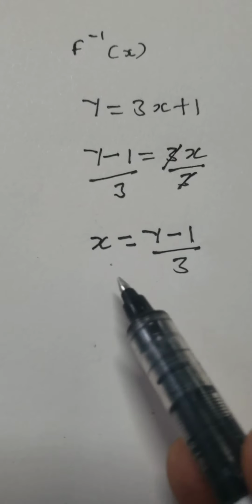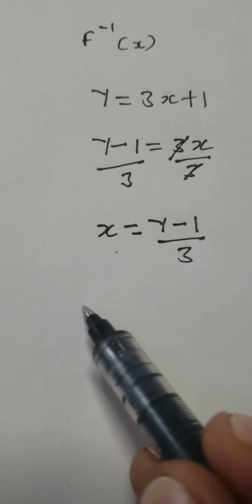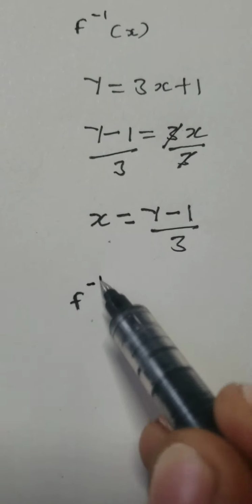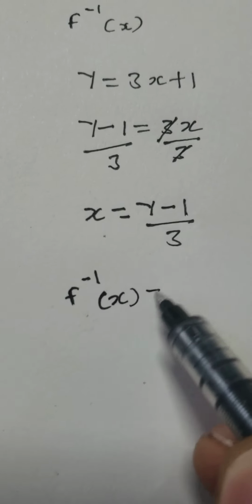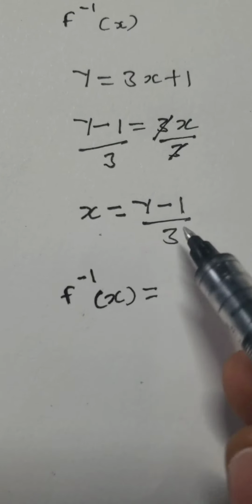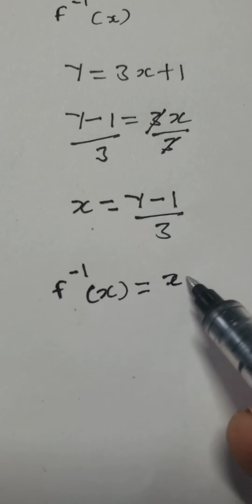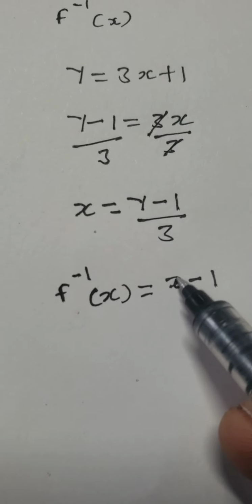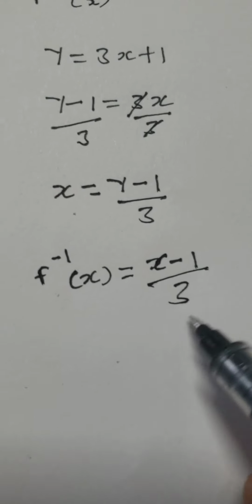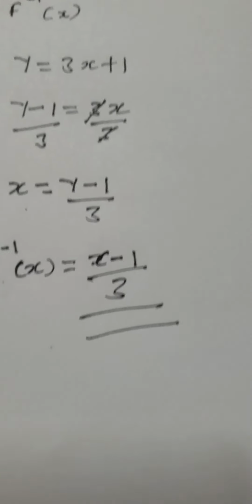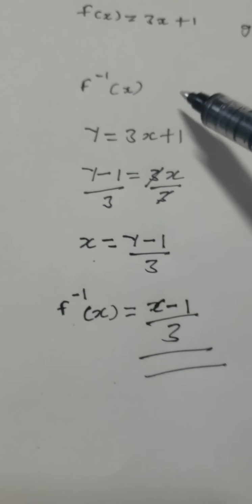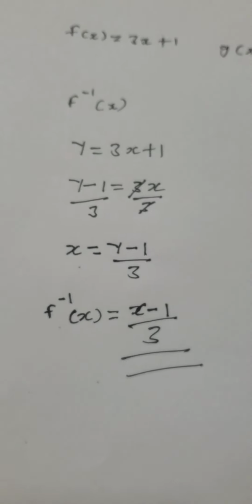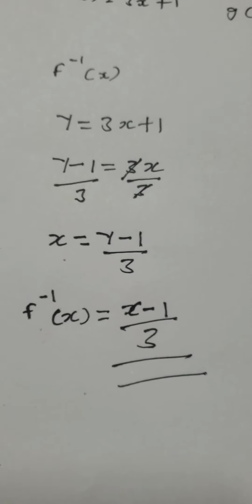Then when we make x the subject of the formula, we can simply bring in our inverse, negative 1, so the inverse of f of x is equal to, because where there is y we put x, x minus 1 over 3. Now, this is our inverse function of that function. So that's how you answer the first question.